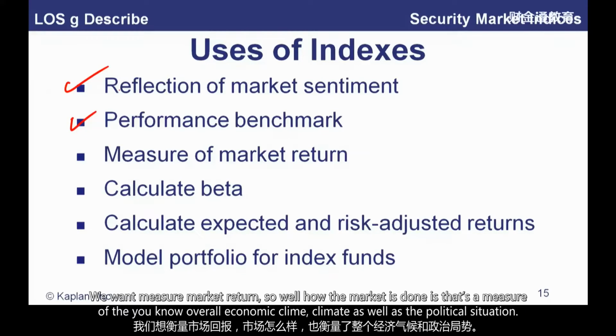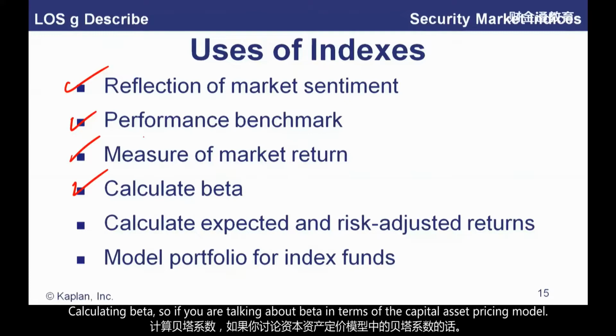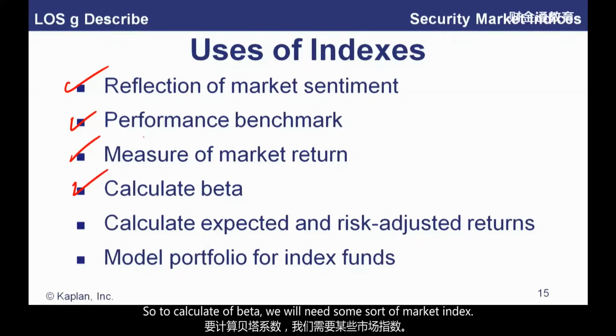We want to measure market return. How the market's done is a measure of the overall economic climate as well as the political situation. So measuring market return would be another reason. Calculating beta. So you've talked about beta in terms of the capital asset pricing model. But calculation of beta is going to be how the value of a particular security changes relative to the overall market. And for the market, we're going to have to use an index. So to calculate beta, we would need some sort of market index.